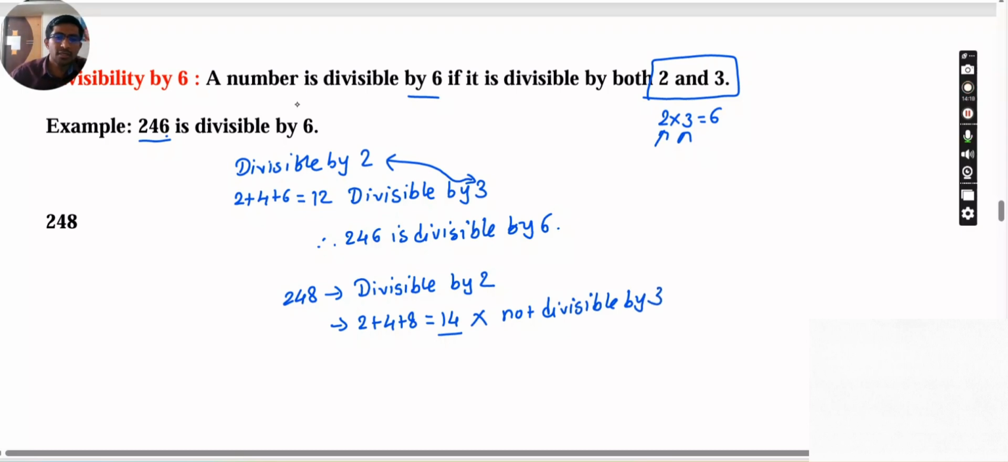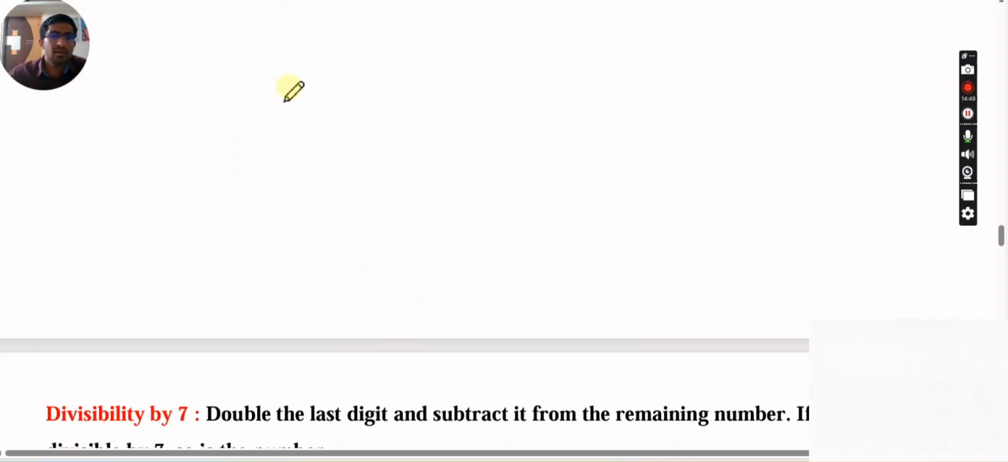By 3. So I told earlier that it must be divisible by both 2 and 3. If it is not divisible by either number, then it is not divisible by 6. So we can write here not divisible by 6. So this is the divisibility rule of 6. We have to check whether the given number is divisible by 2 also and 3 also. Then only we can say that the given number is divisible by 6.